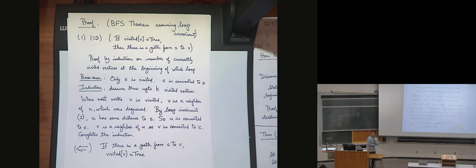Let me also state it by contradiction. Suppose it was false. So there exists a vertex reachable from S such that visited V was not set. Find the vertex of minimum distance of that kind. Everything closer than that was visited. But if you visited everything closer than that, you must have visited the neighbors of that, and therefore this gets visited. Does that make sense?